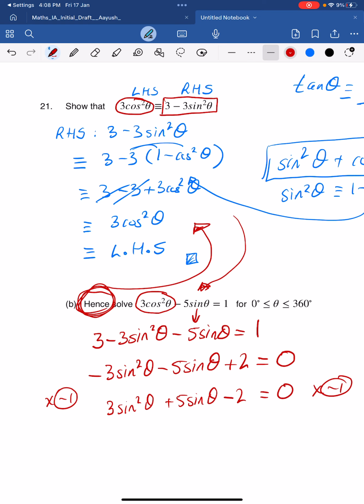Okay, and now I'm going to factorize this. You will get used to factorizing directly with sine theta, but for now, a little substitution might be helpful. So let x equal sine theta. And now this will look a little bit more familiar: 3x squared plus 5x minus 2 equals 0. Yep. And now the trick is to try and factorize this.